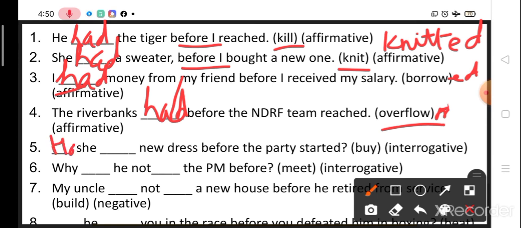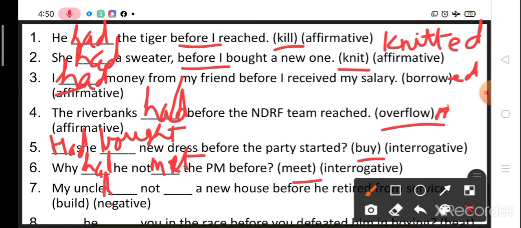Had she bought a new dress before the party started? Why had he not met the PM before?